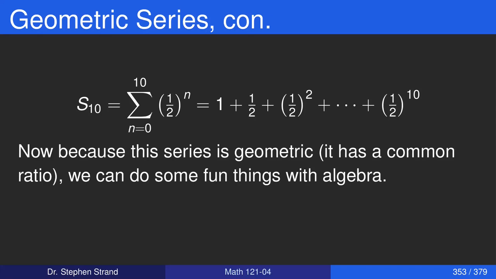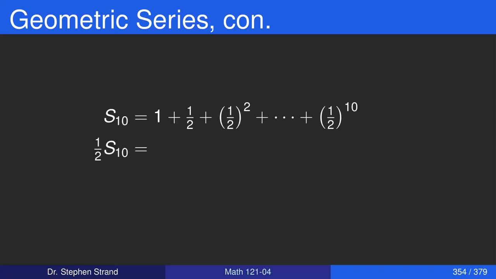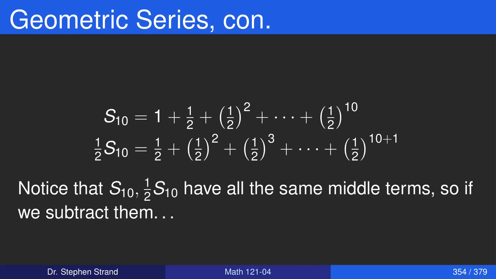And in particular, what I want you to think about is what would happen to this finite series, this partial sum, if we multiplied it by that common ratio again. So here's what's going to happen if we multiply that by its common ratio. And what you'll notice is that all of these middle terms get repeated, because we get from one term to the next by multiplying by the common ratio.